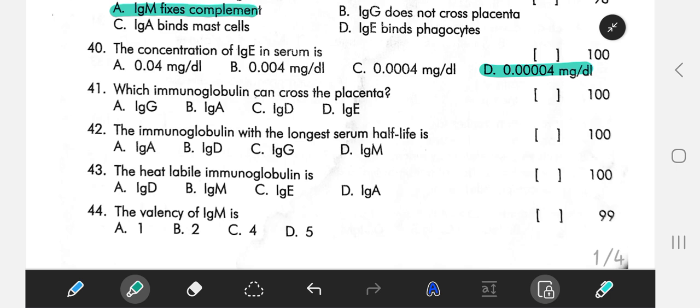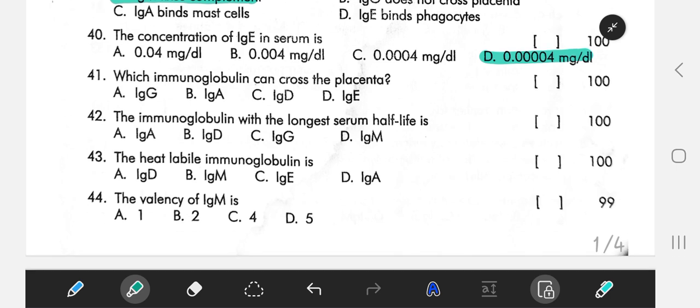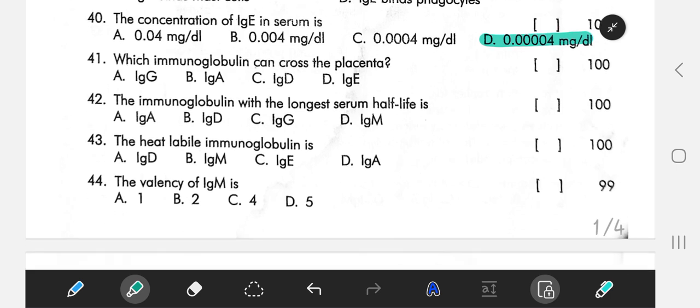Question number 41. Which immunoglobulin can cross placenta? Option A. Immunoglobulin G, B. Immunoglobulin A, C. IgD, D. IgE. Answer will be A.